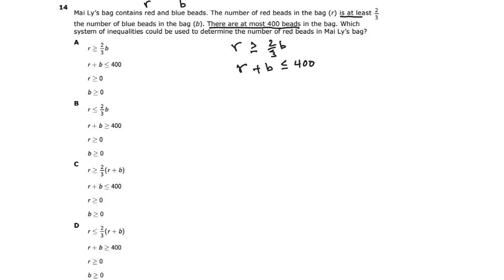Which system of inequalities could be used to determine the number of red beads in Lai's bag? So this one is wrong because it's greater than. This one could be right. This one, you'd have to move the B and the C, so that's wrong. So it's between A and C. I'm going to say it's A.